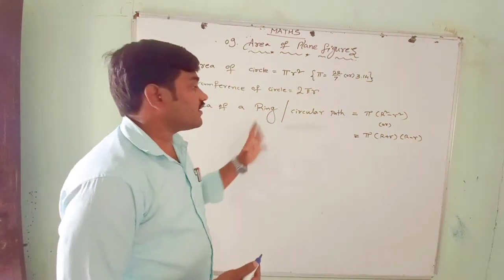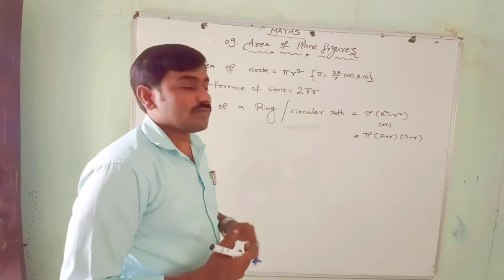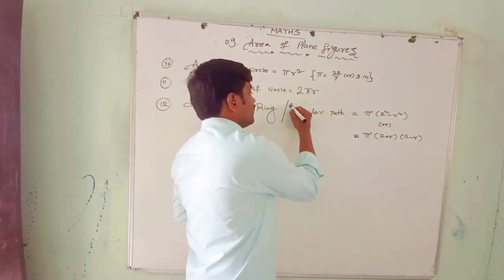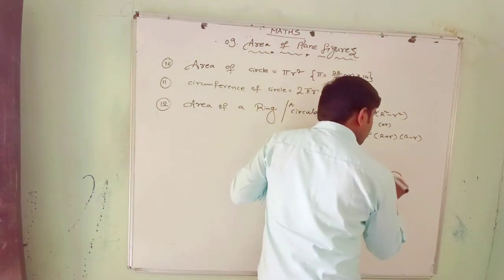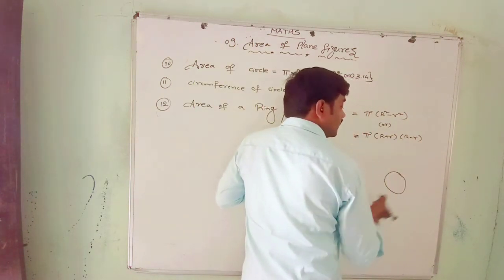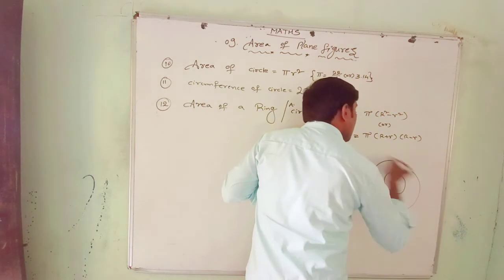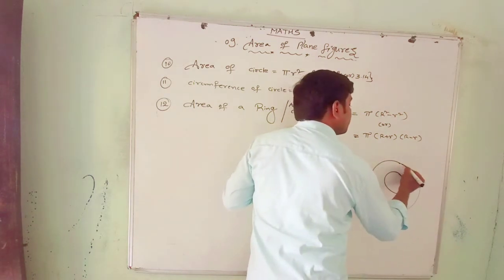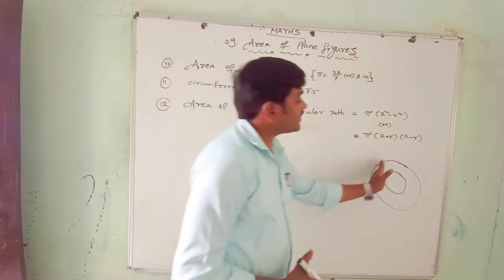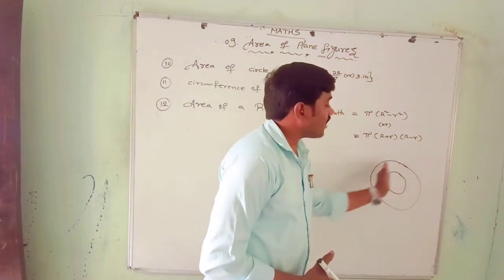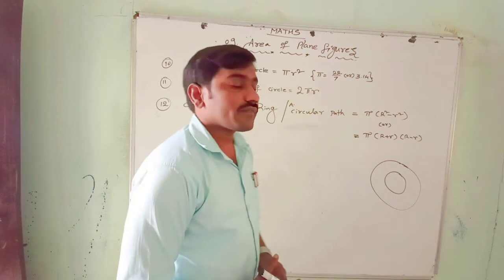What is the meaning of a ring or a circular path? Let me take here an example. Here there is one inner circle and there is one outer circle. That is known as the area of circular path. Now we have to find out this area.